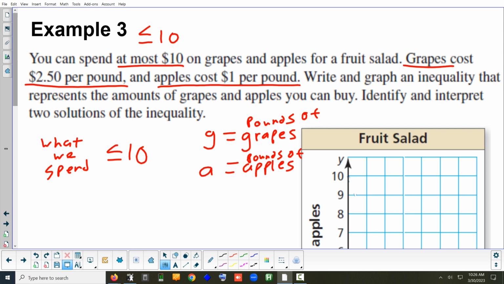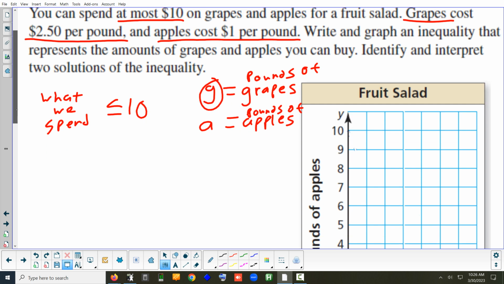What if I bought 3 pounds of grapes? How would I figure out the price? Yep. Multiply it by 3. Well, if I buy this many pounds of grapes, I multiply it by G. So what we spend on grapes is $2.50 times the number of pounds we buy. 2, 3, 4, whatever it happens to be.